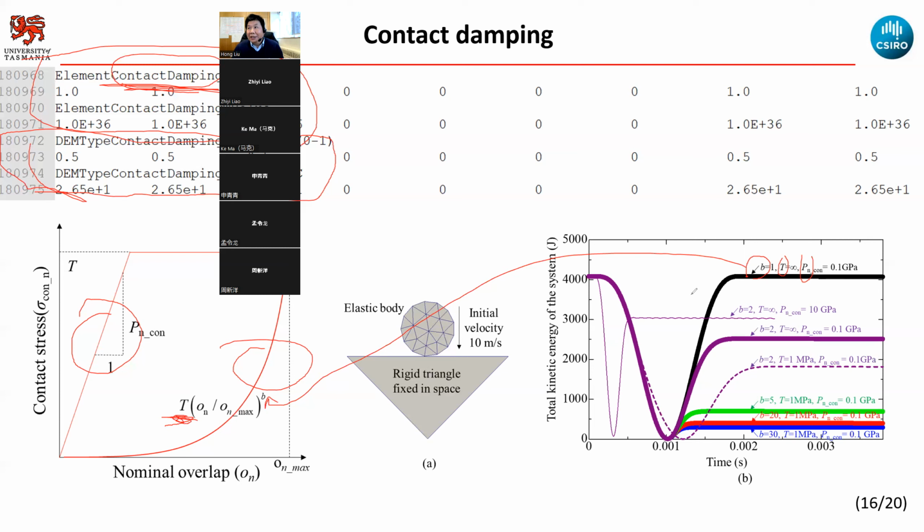Then in that case, you do not have any energy loss. Then you adjust that parameter, and you will see the energy loss there. Anyway, this represents the contact damping, although for the uniaxial compressive test you do not need this.